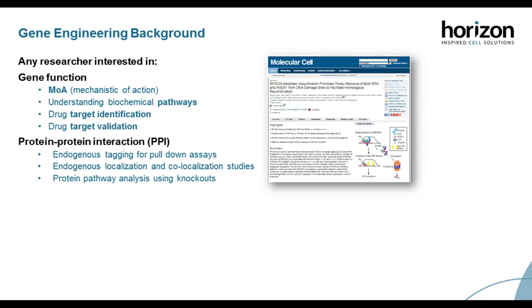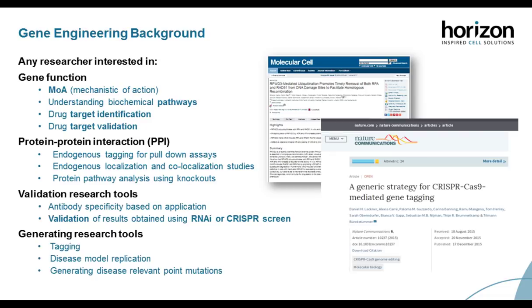Gene engineering can also be used as a validation technique where you can check the reliability of your key research findings that are obtained maybe with antibodies or RNAi. In addition to this, we can generate research tools using gene engineering, such as gene tags, as illustrated by this article by Daniel Lacker, where he showed how CRISPR can be used to tag genes in a really simplified and scalable model. And really, gene engineering is just around in many different functions.